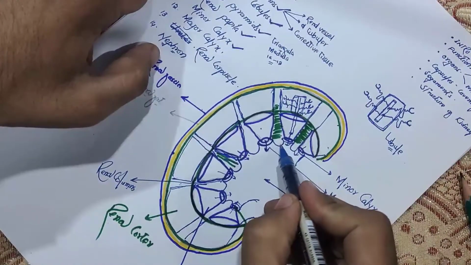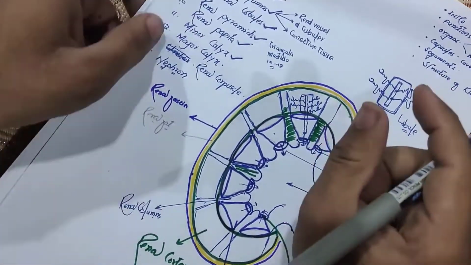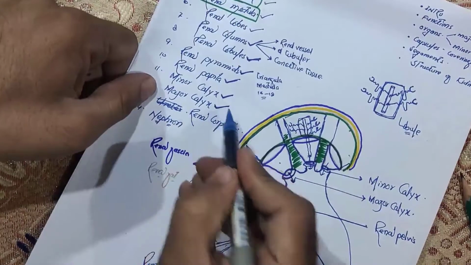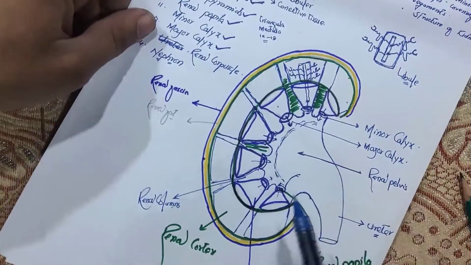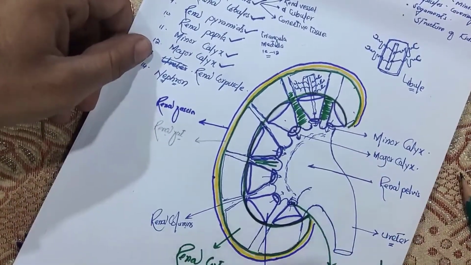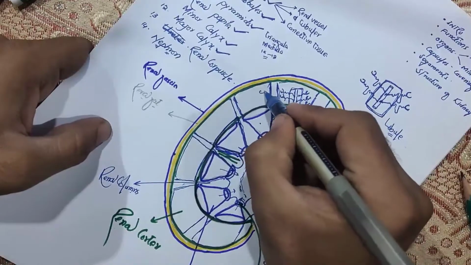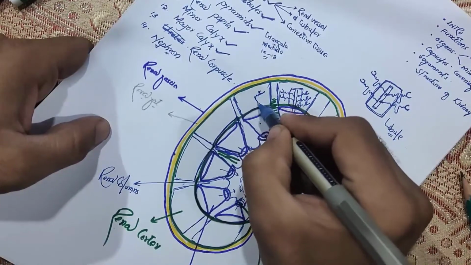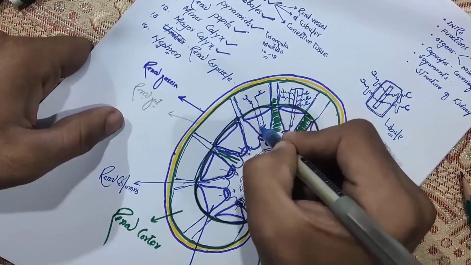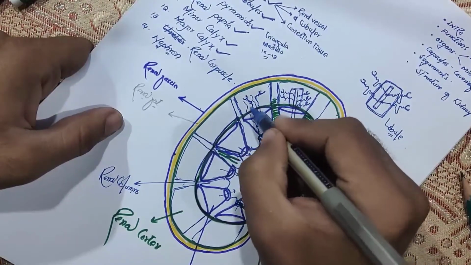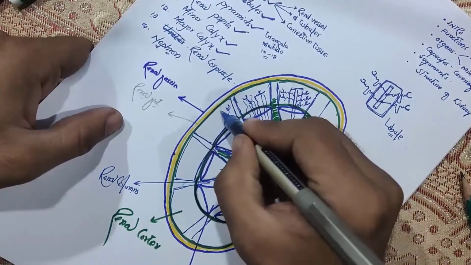So these parts are called the calyces, or we call it calyx, right? So minor means small calyx, that's why we call. And there's a major calyx. So this part is called the major calyx, right? And then there is the renal pelvis, and then ureter, right? Okay. Then there are nephrons also. So many nephrons are there in the cortical region, and they come and pour their secretion into the pyramids like this. So there are millions of nephrons which pour their secretions into the renal pyramids like this, right? So these are nephrons. Okay, friends, done.